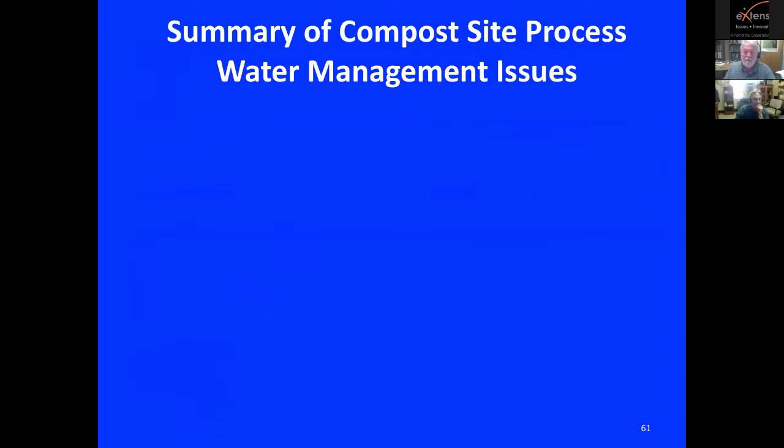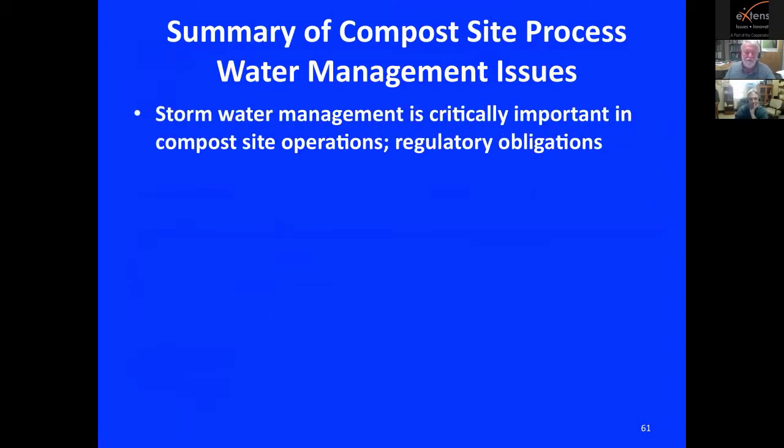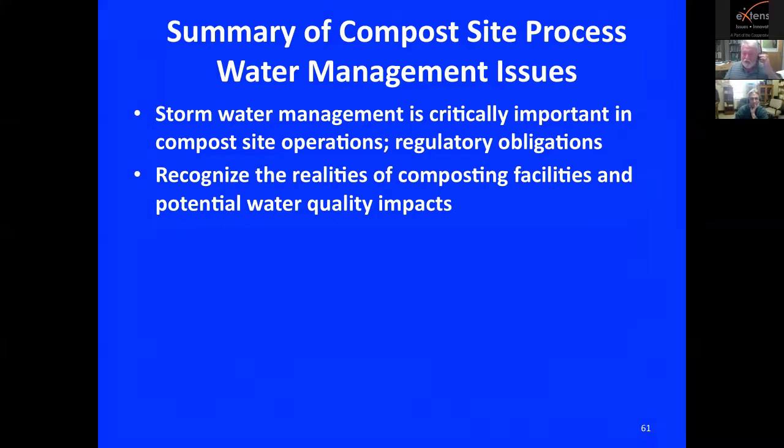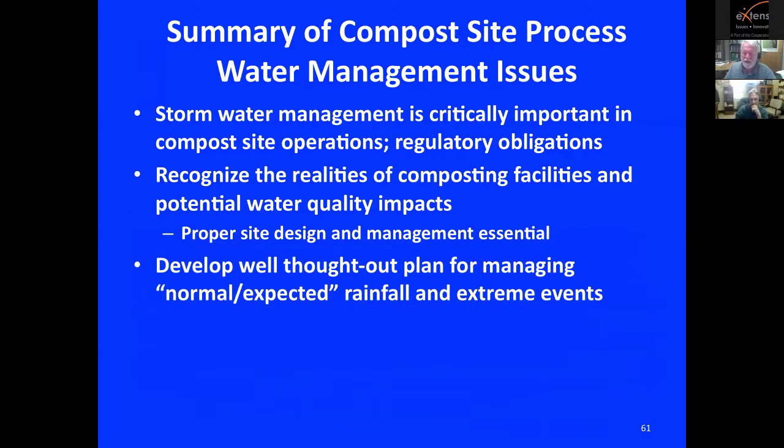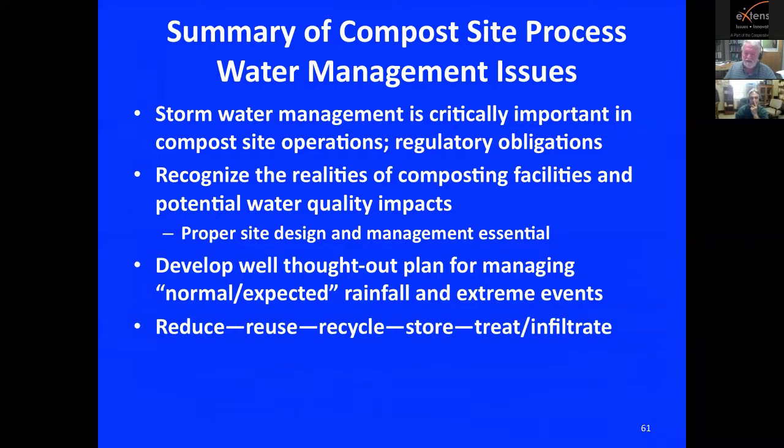So, what does a compost site process water management plan develop for issues? Stormwater management is important. Compost operations have to deal with it almost on a daily basis. It's a regulatory obligation. We have to recognize the realities of composting and the potential water impacts. We need site design and management both. Both of these are things you need to do, because a good design will reduce the amount of management you have to do every day. You need well thought out plans for managing. We have to think about what's normal, what's the expected rainfall, and also what to do in extreme events. You have to have some thought of what you're going to do when it goes beyond your design capabilities. Something will overflow sooner or later.